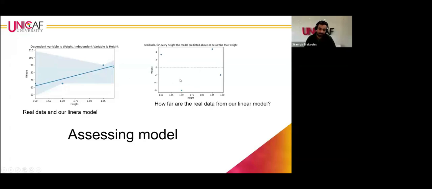And I can make this graph here with the residuals, and I can have an idea how good the model is to describe the data. If the model passes through the data perfectly, every unit of measurement will be 0 kilograms away from the line.